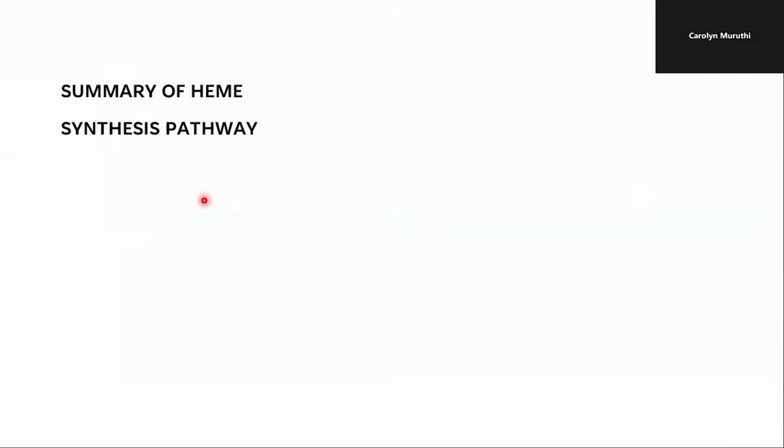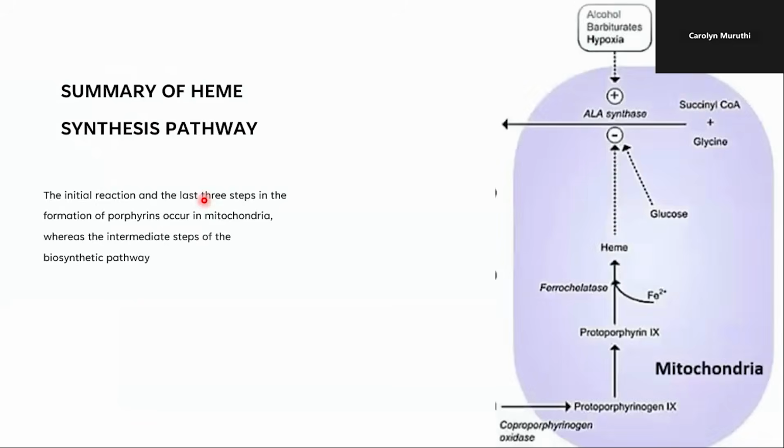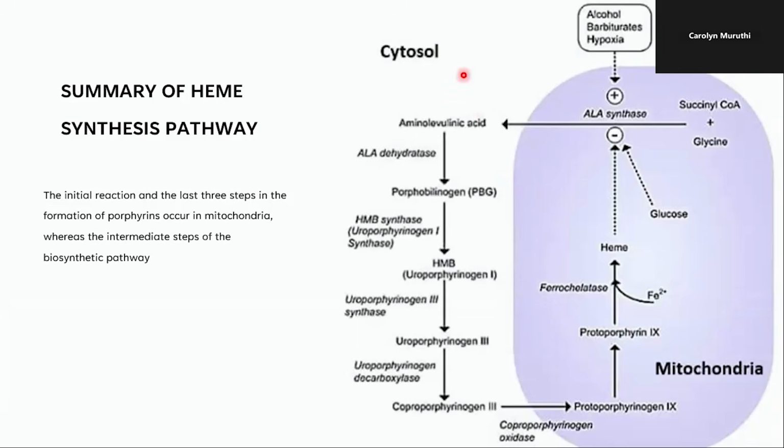Heme synthesis is not a single reaction, but a carefully ordered sequence of 8 enzymatic steps. The pathway takes place in 2 cellular components. Some reactions occur in the mitochondria and others in the cytosol. We begin inside the mitochondria where we have the rate limiting step.